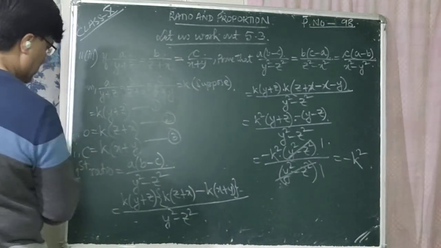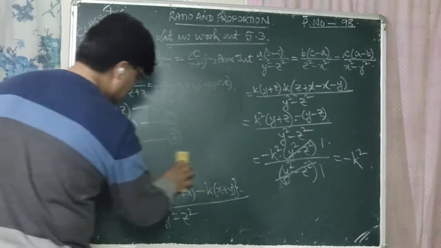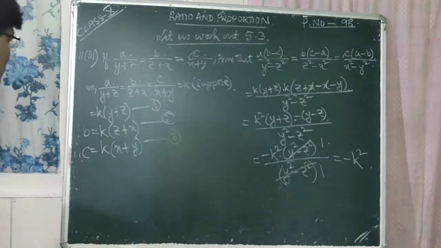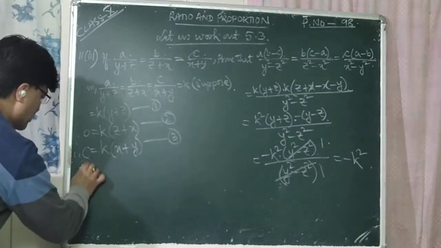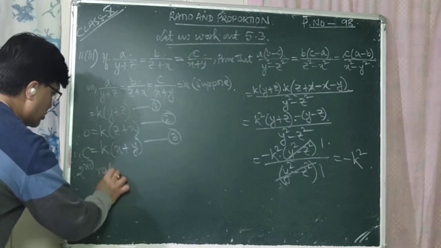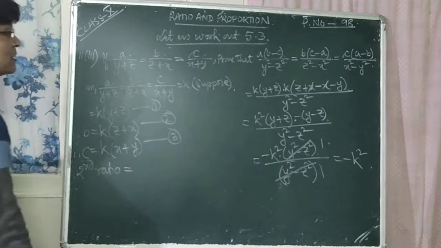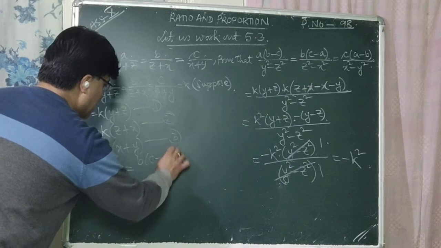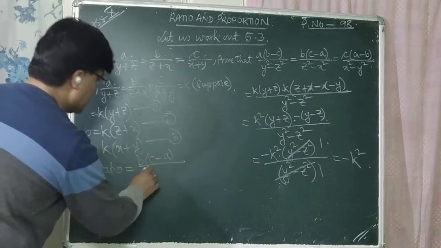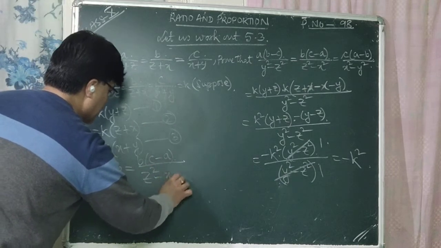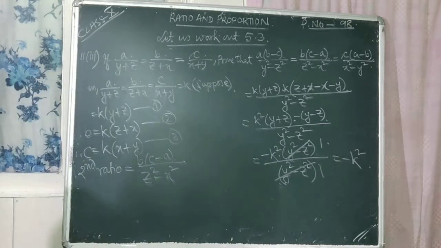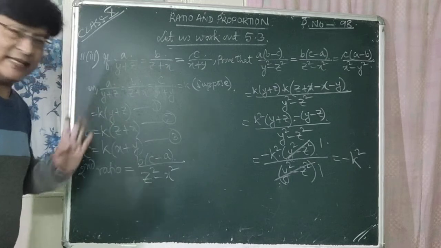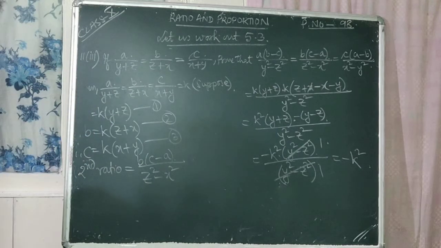So now let us write down the second ratio here. What is the second ratio? Let us write down second ratio is equal to, what is it? What is the second ratio? B into c minus a divided by z square minus x square. Okay, so here also you should put the values of b, a and c. Let us put its value.